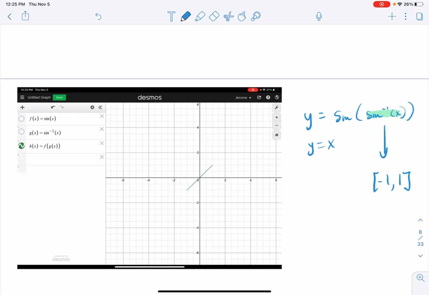Okay. And then it's going to output something. It's going to output something, and it'll always be a number from -π/2 to +π/2. And if I were to take, let's say, the sine of -π/2, I'd get -1. If I take the sine of +π/2, I get +1. This is the reason why. This is the only part of the graph that we get.